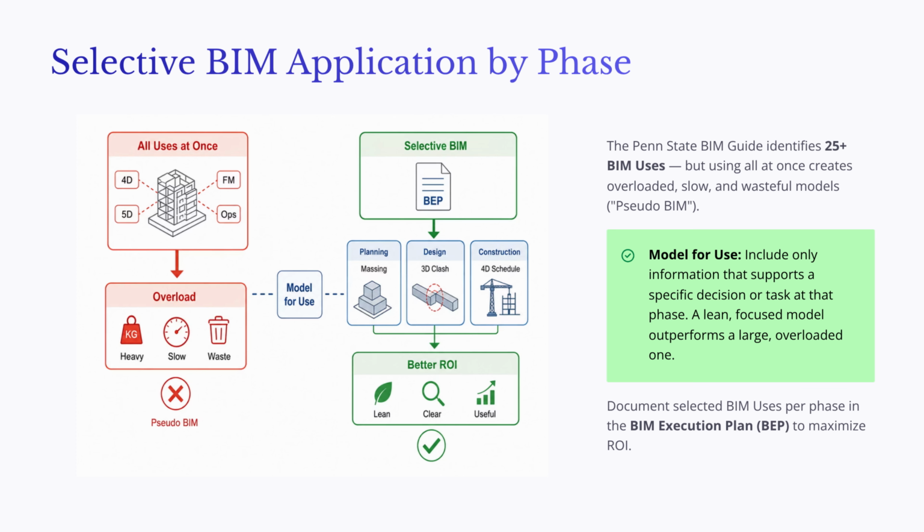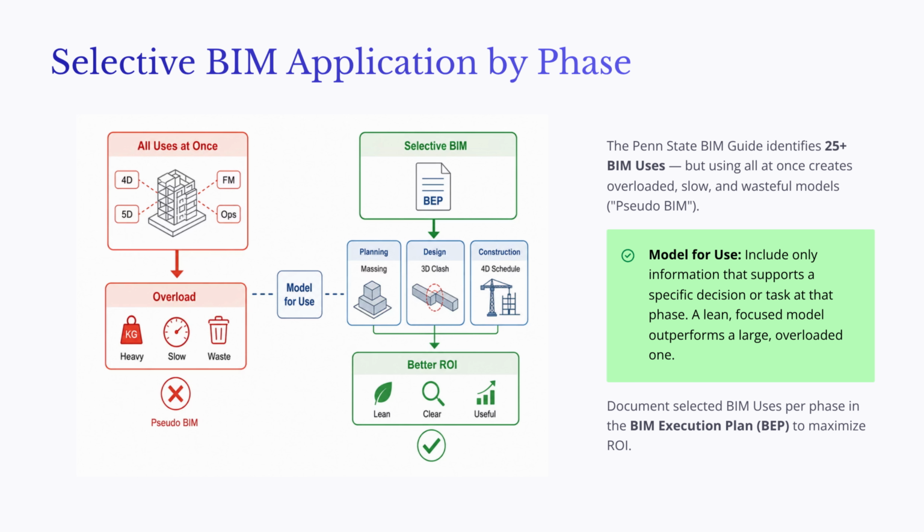This slide introduces one of the most important lessons in BIM management. More BIM does not always mean better BIM. The Penn State BIM Guide identifies more than 25 BIM uses across planning, design, construction, and operations. However, a project does not need to use all of them at the same time. In fact, trying to use every BIM function at once can create problems. The model may become too large, too slow, and too difficult to manage.